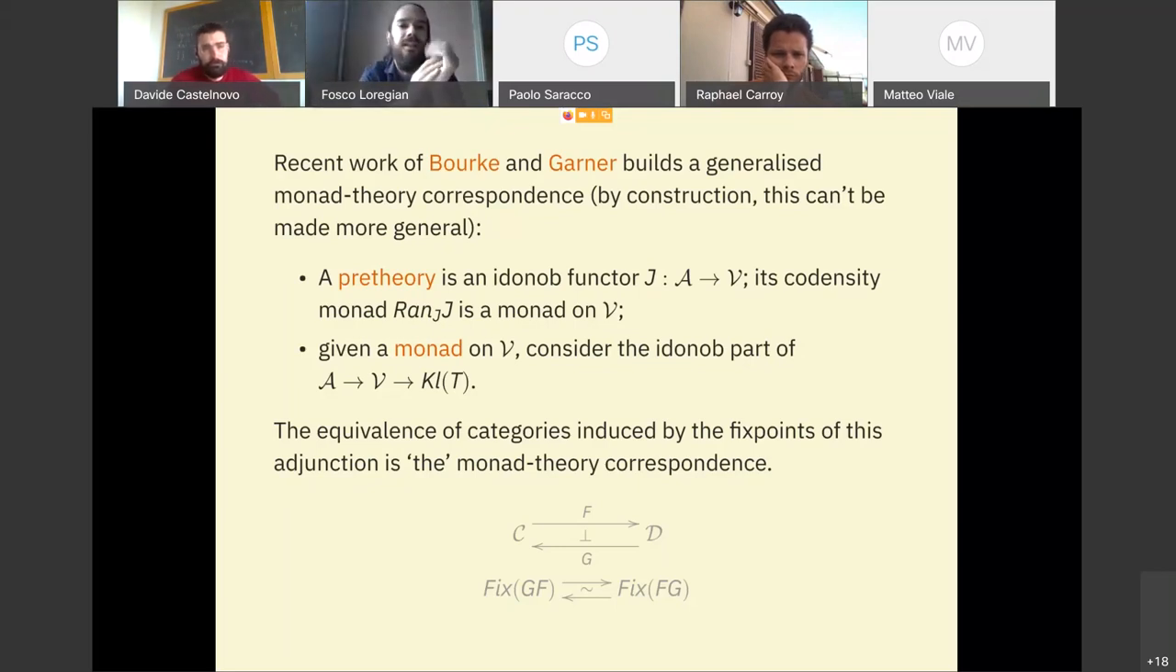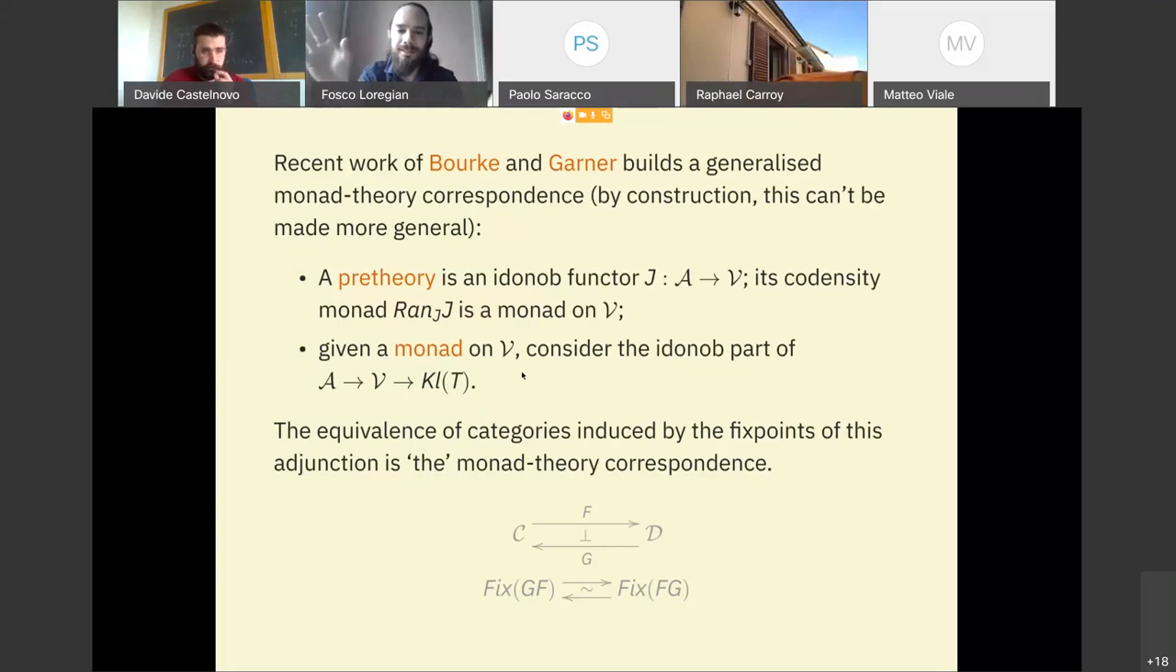I don't want to enter the details, but there is a way to cook up a monad out of J. And given a monad, I can consider its restriction to A, its precomposition with J, and then I can factor and just take the bijective-on-objects, the identity-on-objects part. So this sets up an adjunction between theories, that actually are called pre-theories, and monads.